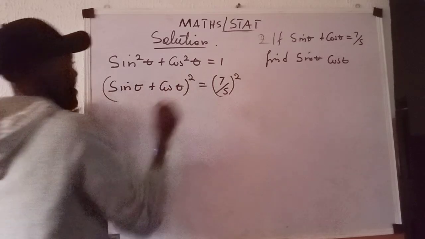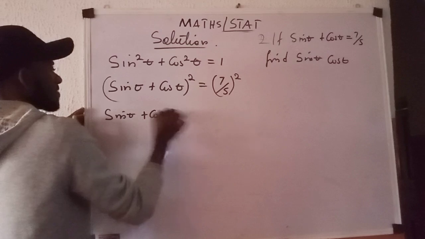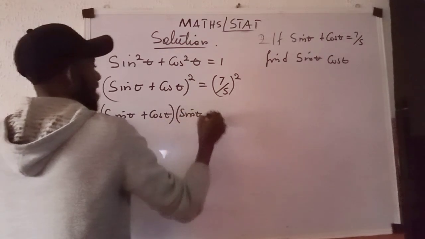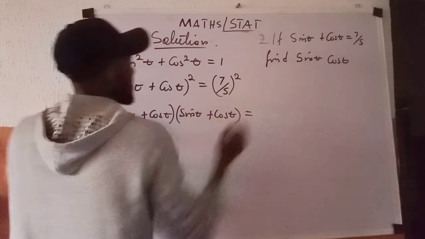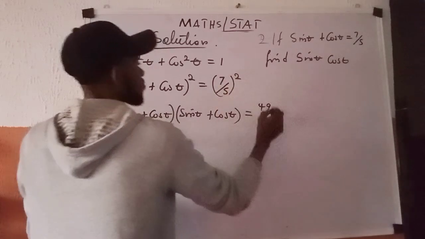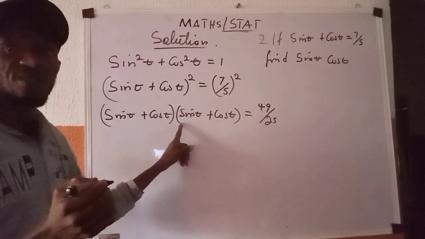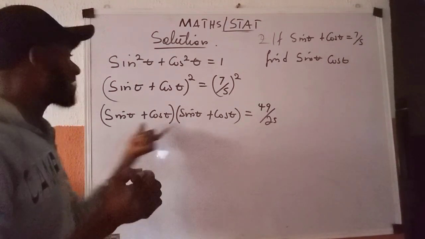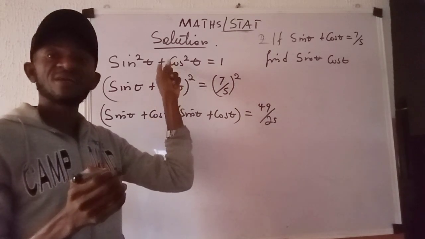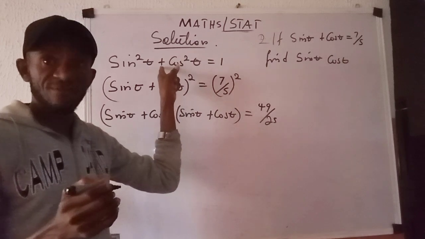And of course, this square can be written as sine theta plus cos theta, open and close, open again, sine theta plus cos theta, which is given as 7 squared, which is what? 49. And 5 squared is what? 25. Our effort is to see whether after this modification, we may be able to have something that looks like the first Pythagorean identity. The moment we do, the problem will be easier for us to handle.